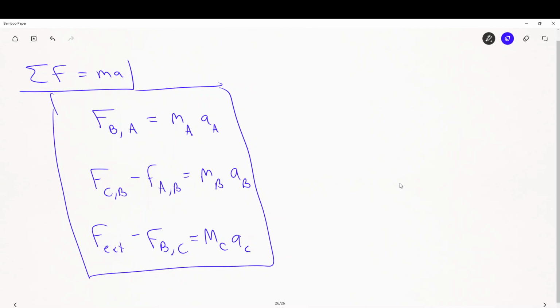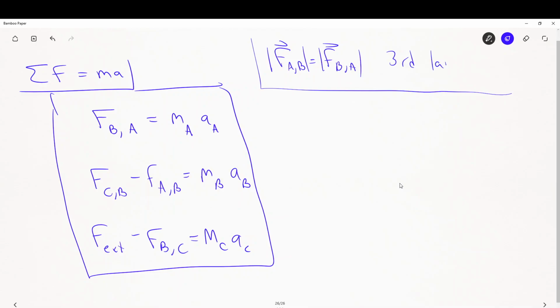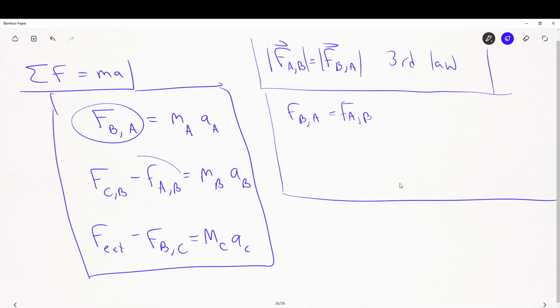From Newton's third law, I have that the action-reaction forces have to have the same magnitudes, but opposite directions. So the third law gives me the following equations. F of BA equals F of AB, right? Because that's an action-reaction pair. This guy and this guy is an action-reaction pair. Same magnitude, opposite directions.